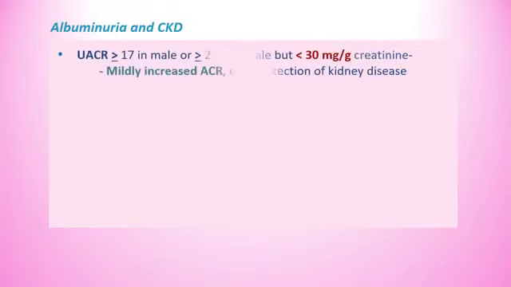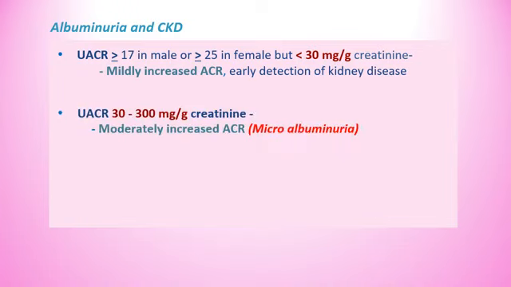Albuminuria and chronic kidney disease. Urine ACR 17 or more in male, 25 or more in female, but less than 30 mg per gram of creatinine, is mildly increased ACR, for early detection of kidney disease. UACR 30 to 300 mg per gram creatinine is moderately increased ACR. Previously it was known as microalbuminuria.